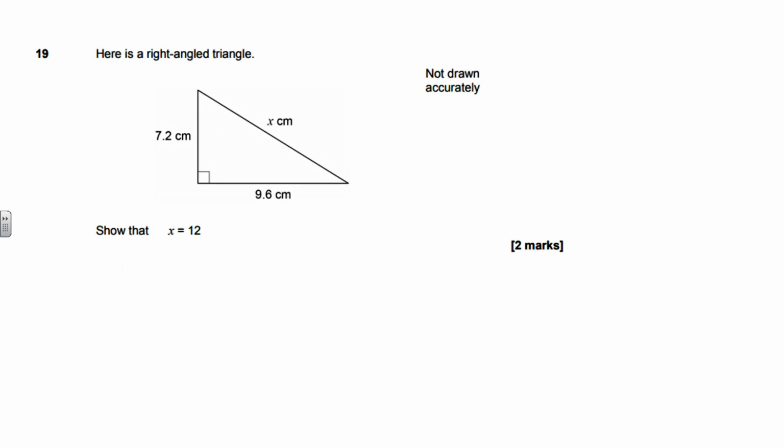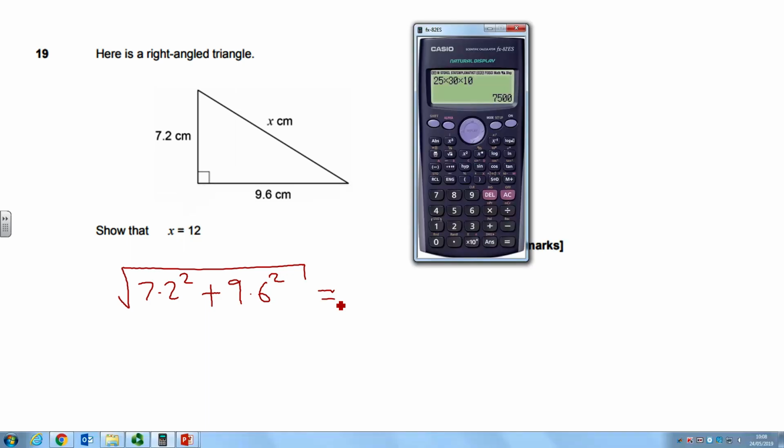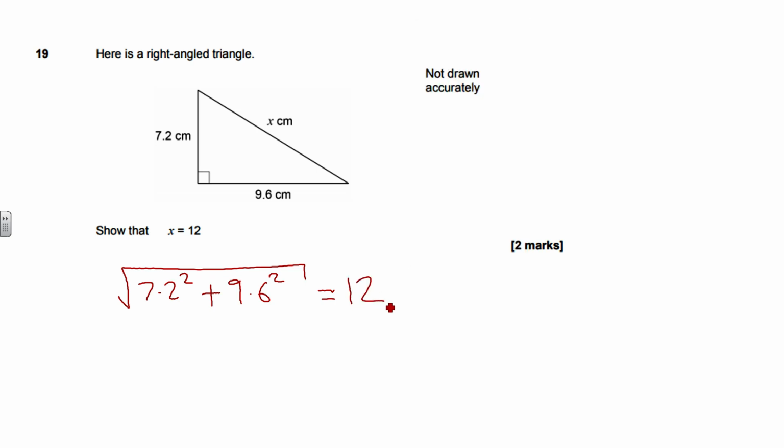Okay, question 19, here is a right-angled triangle. Show that x is equal to 12. So this is Pythagoras' theorem, isn't it? So we've got a squared plus b squared equals c squared. If I want to work out the longer side of a right-angled triangle, I square, I add, I root. Grab a calculator, stick that in, make sure it looks just like that. So the root goes in first. 7.2, hit the square button, plus 9.6, hit the square button, there it is. So we've got an answer of 12. So it works, happy days.